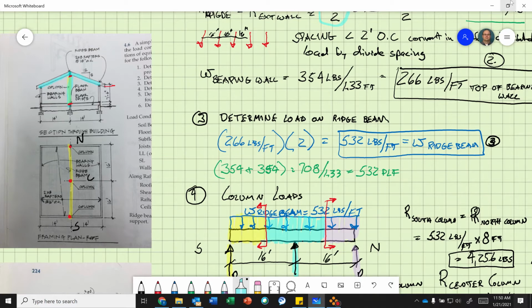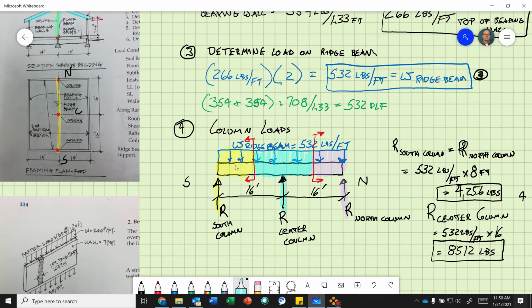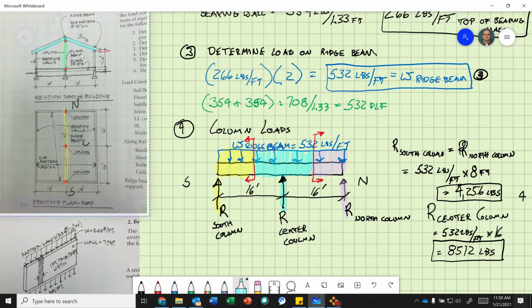All right, welcome back. So let's continue on with our problem here. So we are at number 4. We figured out the column loads. So we have 4,256 on each of these exterior columns, and then we have 8,512 pounds on this center column. So that's answering number 4. So we have our loads.